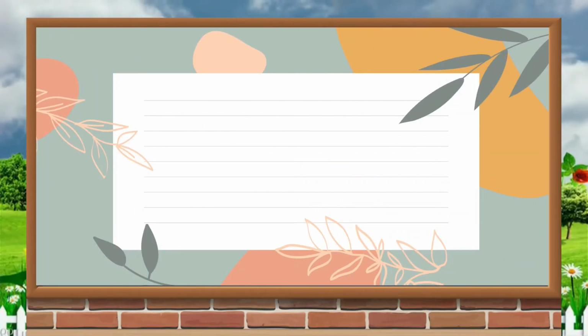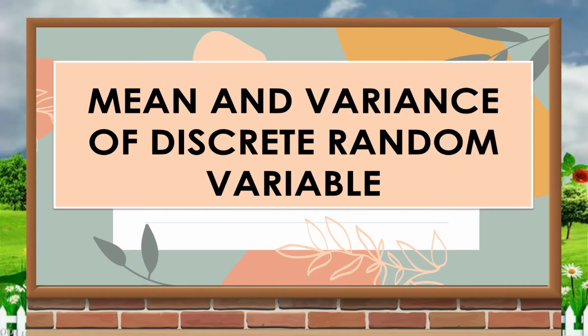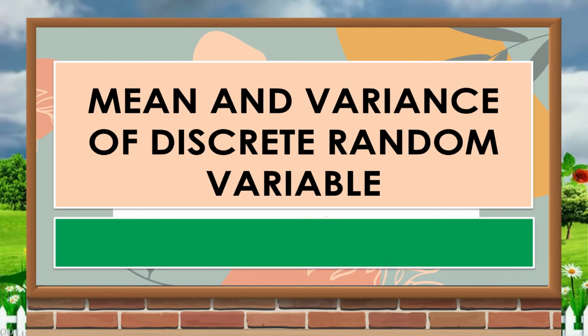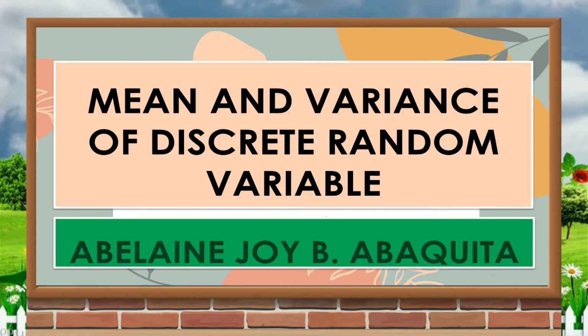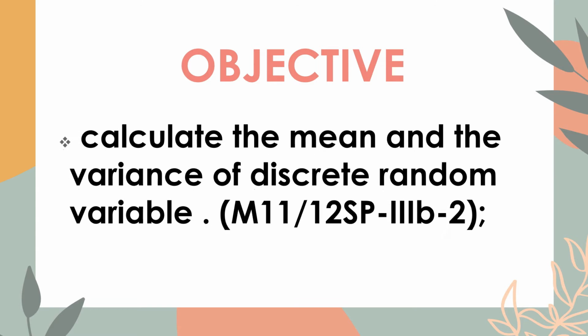In this video explainer, we will discuss the mean and variance of discrete random variable. The objective of this video explainer is to help you master how to calculate the mean and the variance of discrete random variable.